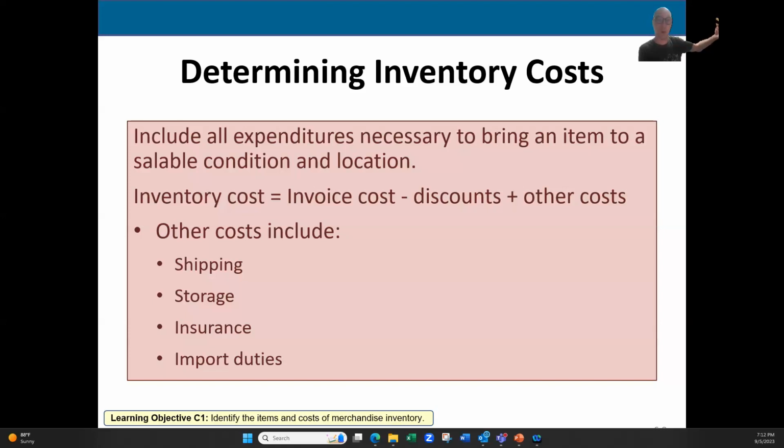plus other costs like shipping, storage, insurance, import duties, whatever else, minus any discounts. So cost minus discounts plus all of these other costs, that is our total inventory cost. It's never just the cost you paid for it, it's the cost plus all this other stuff. Hang on to it.